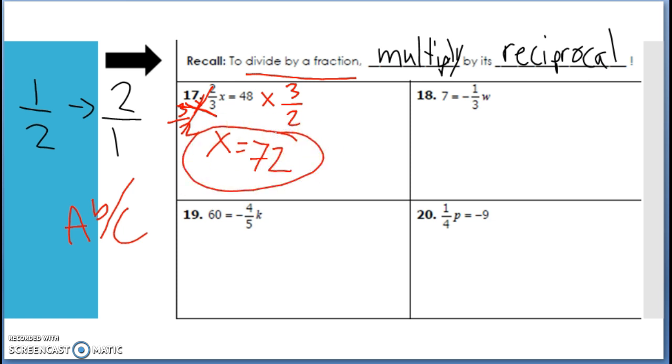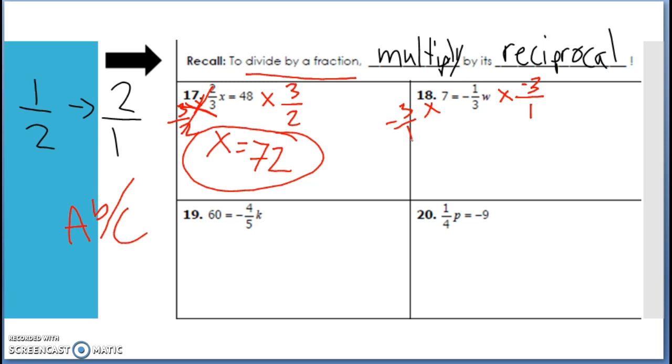Okay, perfect. Number 18. 7 equals negative 1/3 times w. So again, we would have to divide, because right now w is being multiplied, so we do the opposite. So instead of dividing, because we can't divide a fraction by a fraction, we multiply by the reciprocal. Well, if it's negative 1/3, the reciprocal is negative 3/1. And what we do to one side, we must do to the other. So really that negative can go with 3 or it can go with 1. It does not matter, as long as only one of them is negative.